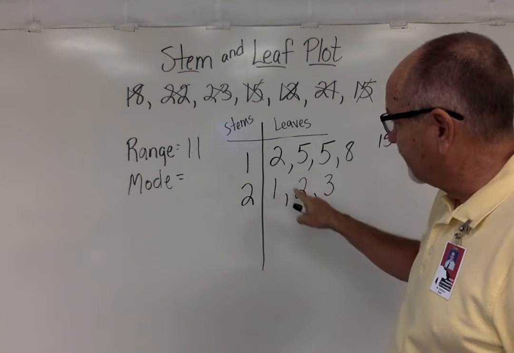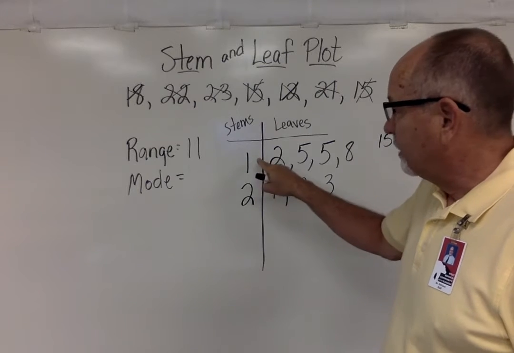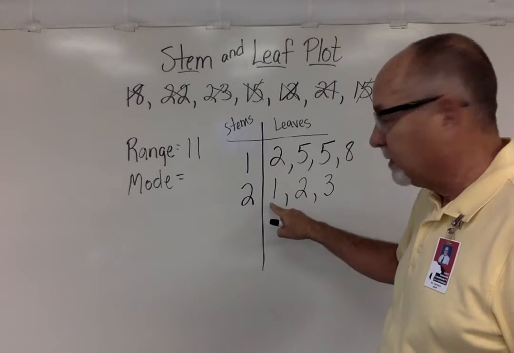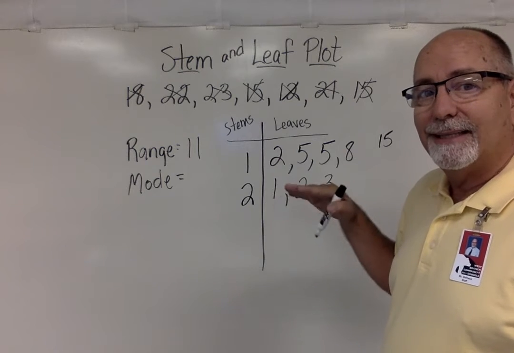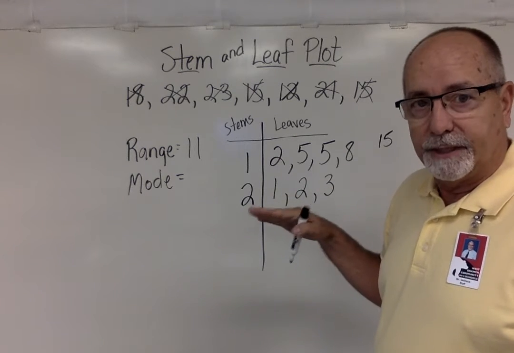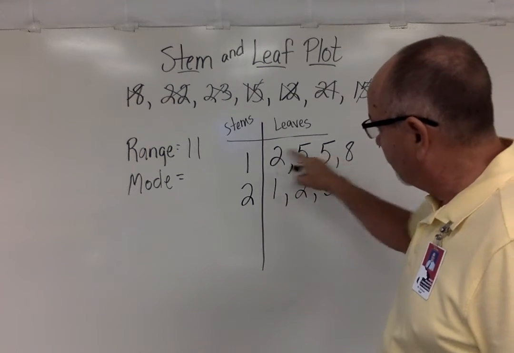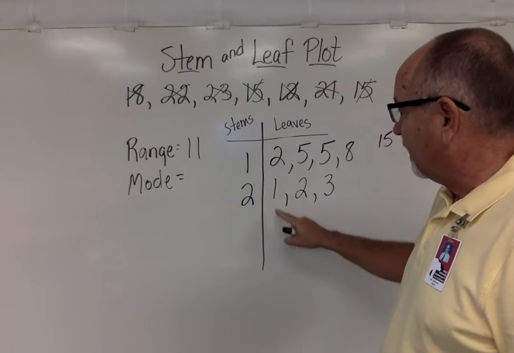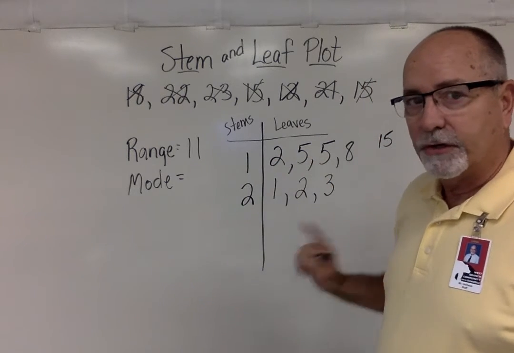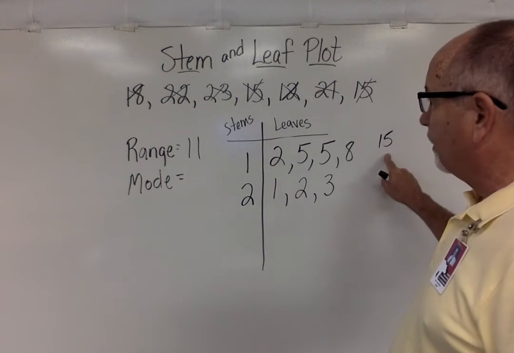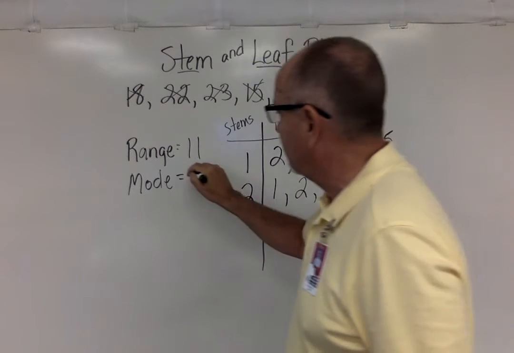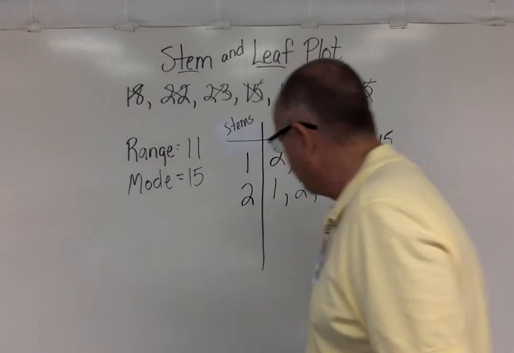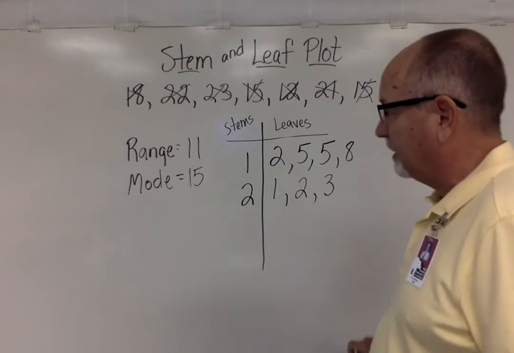You're saying, well, wait a minute, there's 2 2s. But this is a 12 because of the stem, and this is a 22. So if they're not in the same row, they're not a duplicate. In this case, the 5s were in the same row, and the 2s were in separate rows. They're not duplicated. So there was only one set of 15. So there's my mode, because there was 2 of them, and everything else was individual.